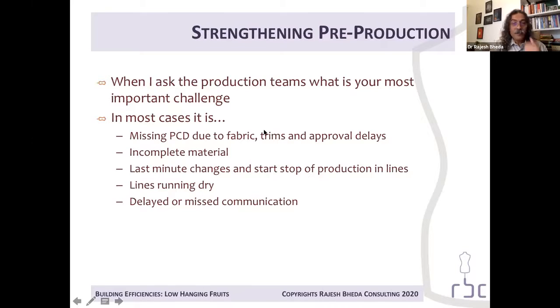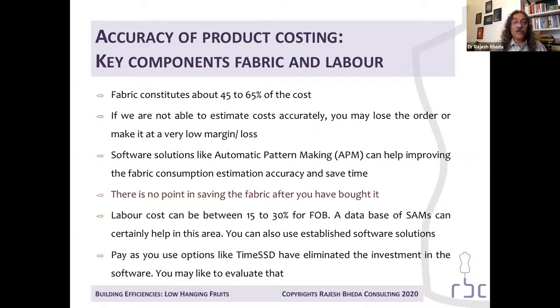So some of the areas are missing PCD due to late arrival of fabric, trims, approval delays. Material comes but it's incomplete. It comes in batches. There's no clarity in terms of when it will come. Last minute changes, and the production lines are starting and stopping. As a result, a lot of momentum is lost. And Sanjay will talk about how the planning can be strengthened and how WebTNA can help in some of these areas. Lines running dry, and as a result, overall efficiency and profitability going down. Delayed or miscommunication is rampant. Wrong information goes, or timely information doesn't go, and these need to be worked upon.